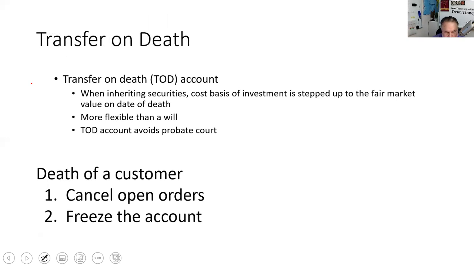Transfer on death account. When inheriting securities, the cost base is stepped up. What the IRS assumes you did is transfer ownership of your securities to your estate. Now, it's not a problem for you, but if your estate can't pay the tax, you might have to liquidate the securities, and that would be a problem. But it's more flexible than having a will. It avoids probate court.